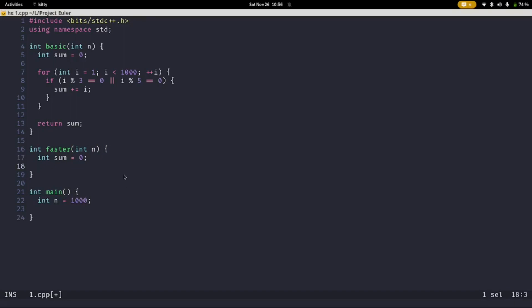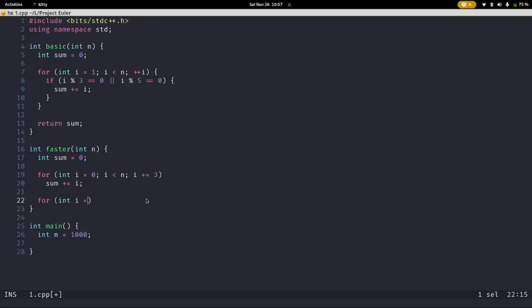Now we know all the multiples of 3 occur at a distance of 3, all the multiples of 5 occur at a distance of 5. So we can just count the ones which start with 0. It should be n over here, and n over here as well. Here, instead of incrementing by 1, we'll increment by 3. Since we are starting from 0 and incrementing by 3, all these numbers are a multiple of 3, so we can just directly add them.